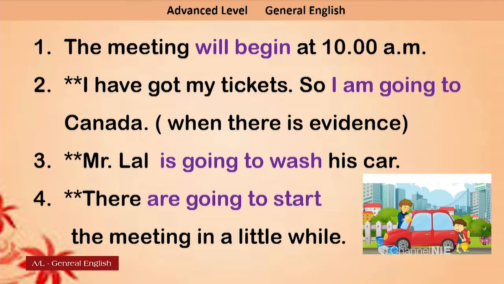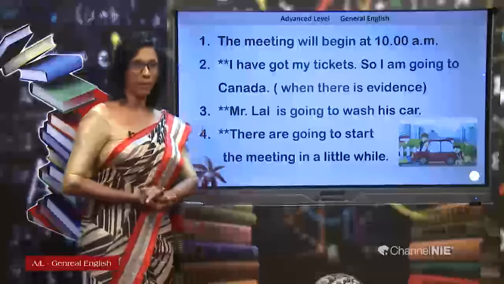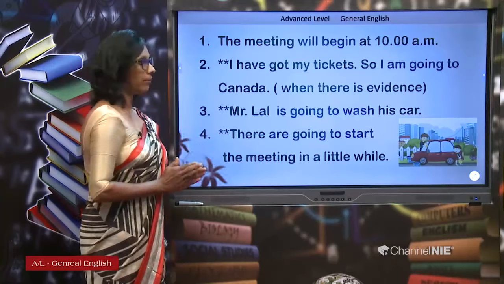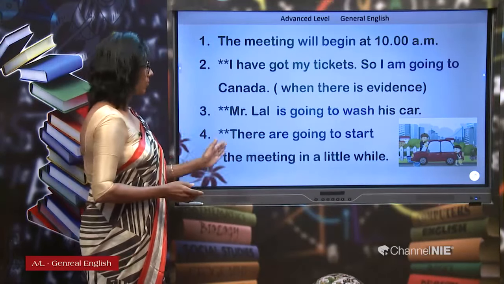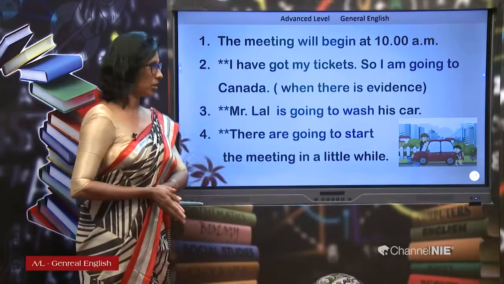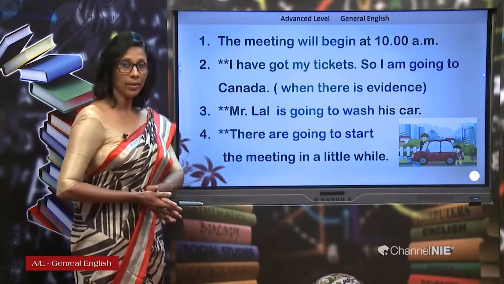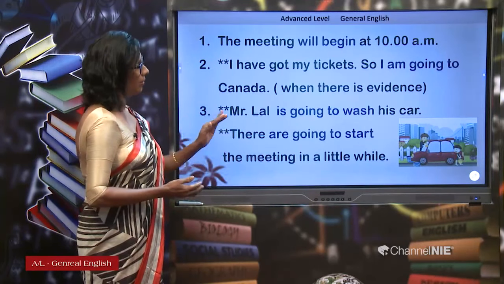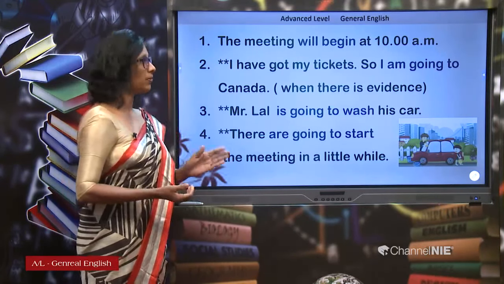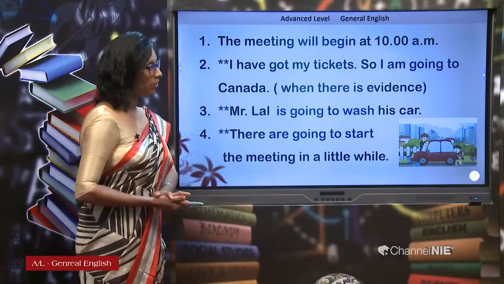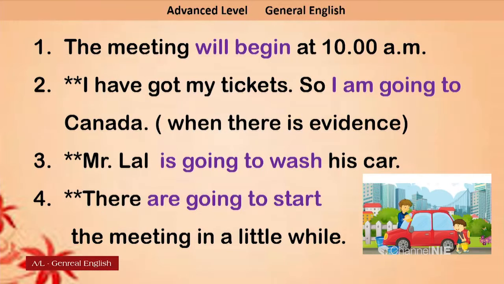Likewise, if you say they are going to start the meeting in a little while, what do you mean by that? They have made all the arrangements to start the meeting. In a few minutes, they will begin it. Now, is the idea clear to you? Did you understand the difference between will and going to form? We are using the going to form when there is a kind of evidence. I showed you with that example, right?